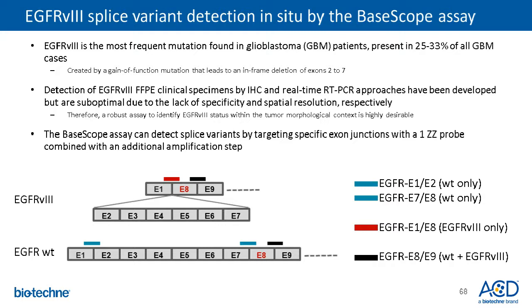1ZZ pair probes were designed to span the exon junctions in order to detect either wild-type, mutant, or both transcripts. The wild-type probes span the junctions of either exons 1 and 2 or exons 7 and 8, while the EGFRv3 specific probes span the junction of exons 1 and 8.